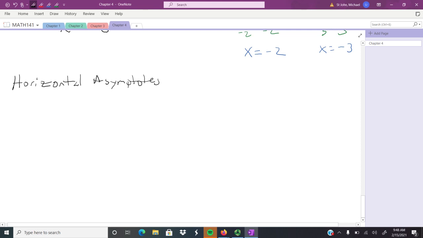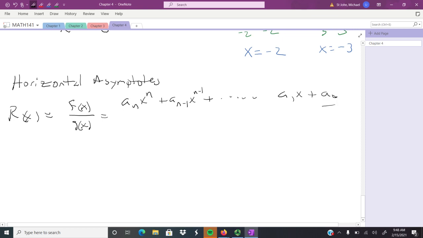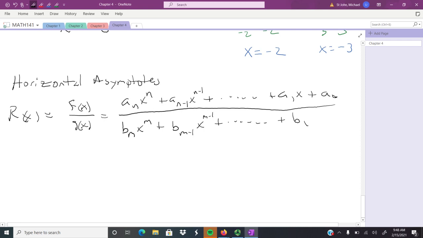So horizontal asymptotes. Again, given r of x equals f of x over g of x, which is a sub n x to the n plus a sub n minus 1 x to the n minus 1, and so on, over b sub m x to the m plus b sub m minus 1 x to the m minus 1, and on and on, plus b1 x plus b naught.